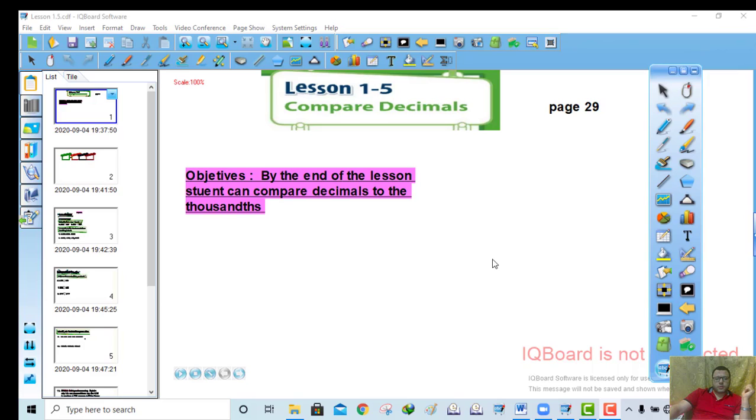In our new lesson 1-5, compare decimals. Our objectives for today: by the end of the lesson, students should be able to compare decimals to the thousandths.